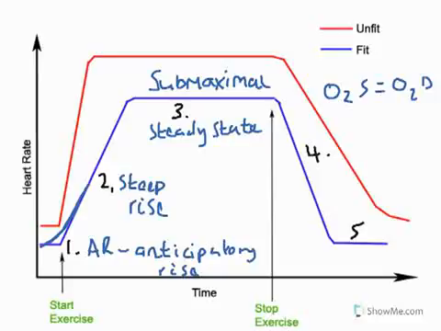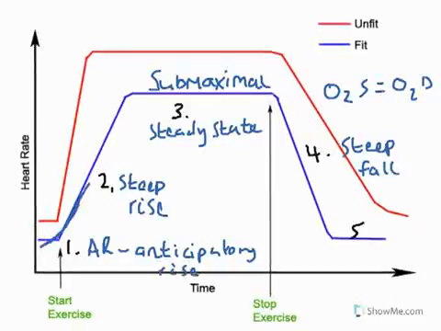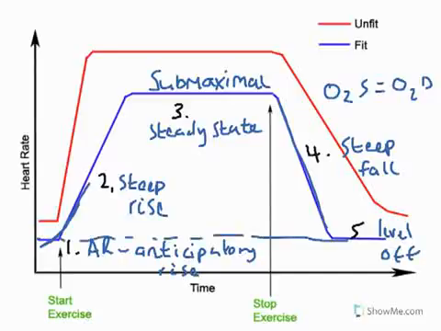Point 4, what do we refer to point 4 as? Well, of course, it is a post-exercise steep fall in heart rate. We consider this a steep decline, or a steep fall in heart rate. So we need to see that on the graph that you illustrate, that it falls very rapidly. And then here at point 5 we have what is called a levelling off. So the heart rate levels off back at, and you can see it here, back at resting level.